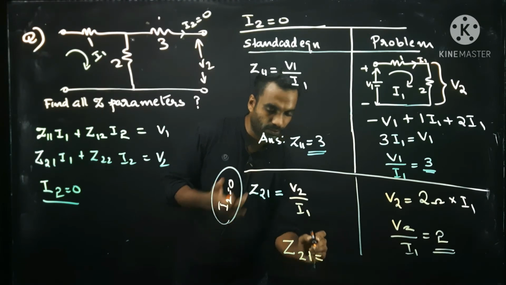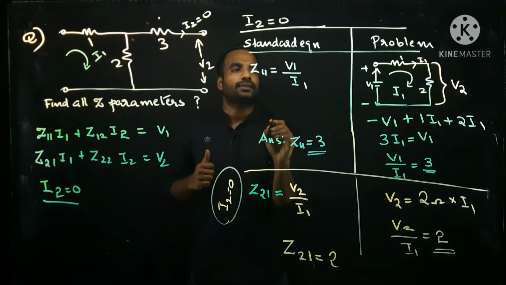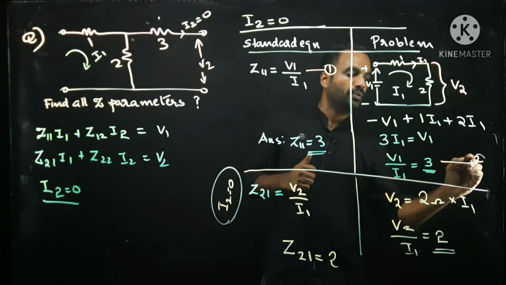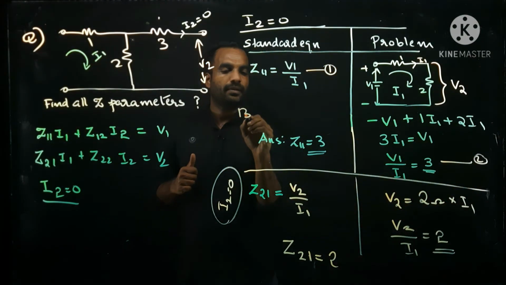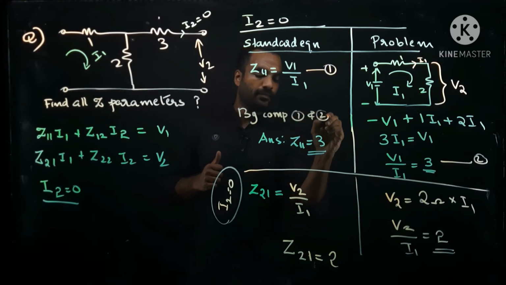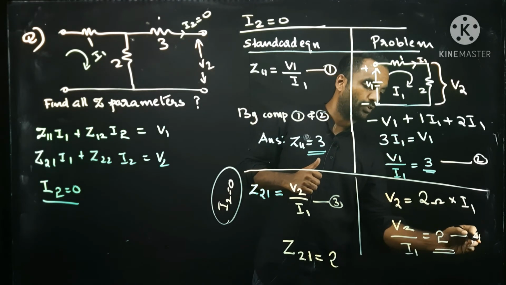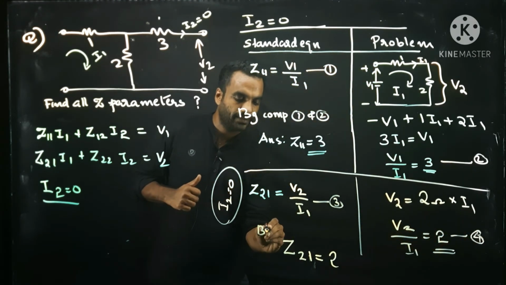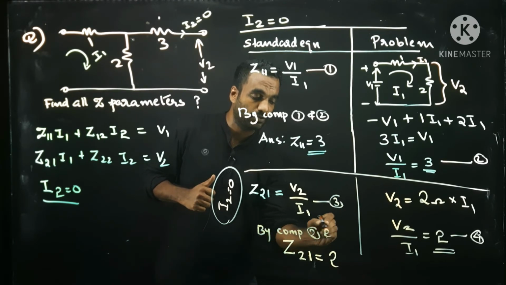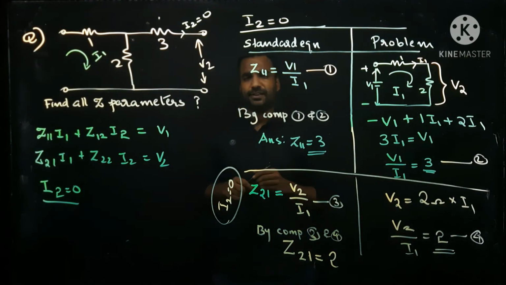Z21 is equal to 2. So, before writing the answer, you can write like this. This is equation 1 and this is equation 2. By comparing 1 and 2, and here you can write this is equation 3 and this is equation 4. So, by comparing 3 and 4, you get Z21 is equal to 2.